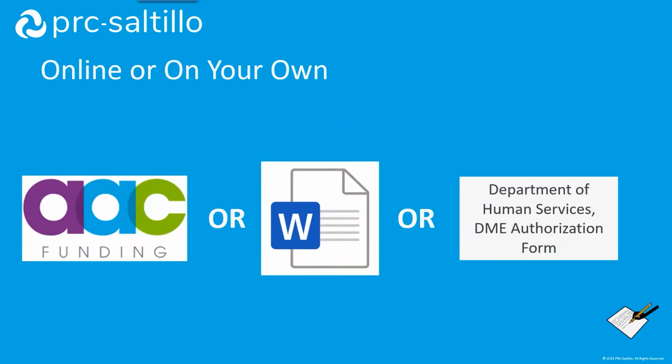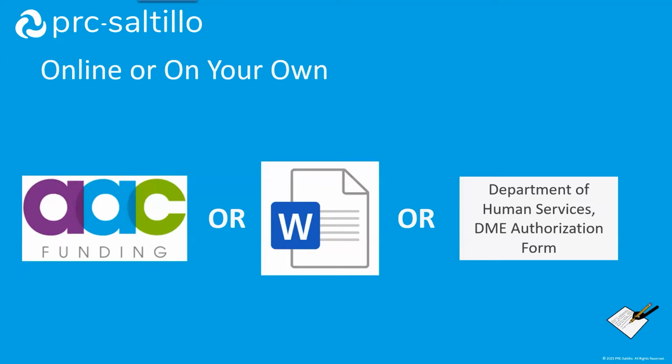I don't know why. Where are you going to write the report? Some schools and clinics have a report template that you're going to use for this purpose. Totally fine. However, we know that not all of you are going to have something like this to use, or it might not completely meet your needs. PRC Saltillo has an online toolkit at aacfunding.com that you can use to walk through the sections of the report and the documents that you're going to need.